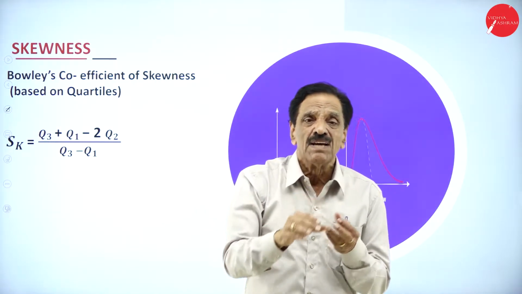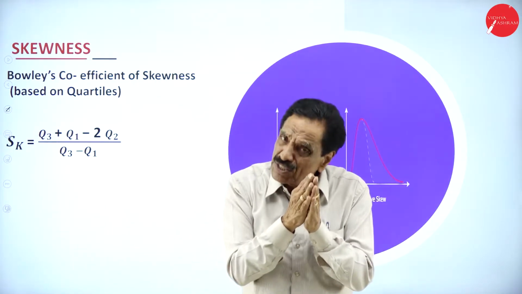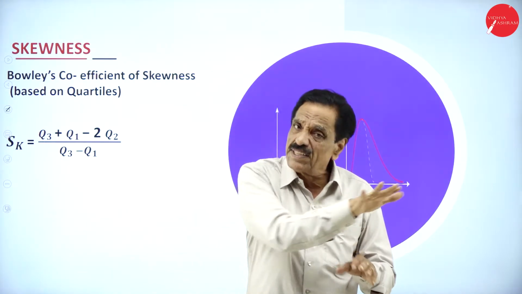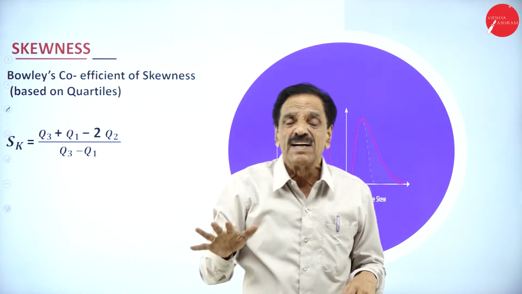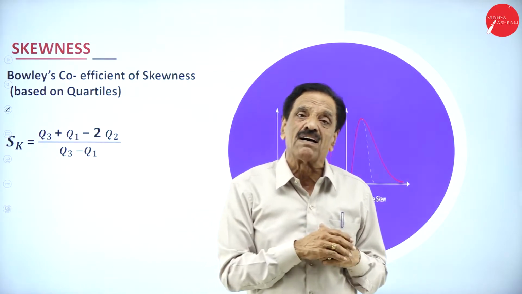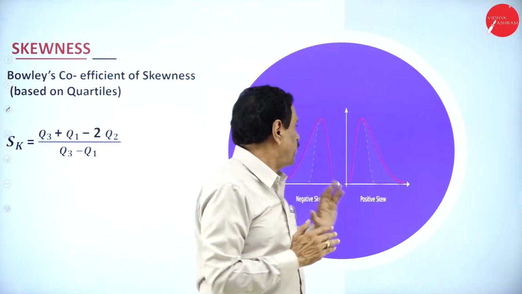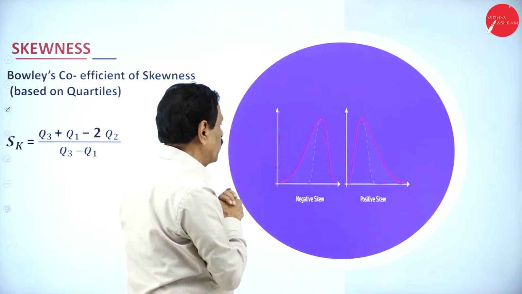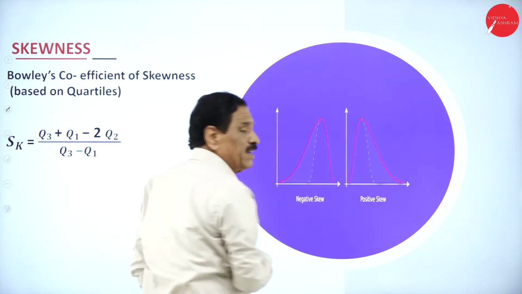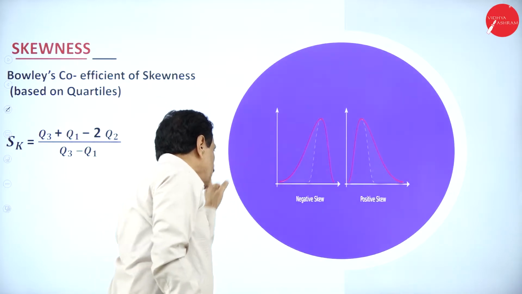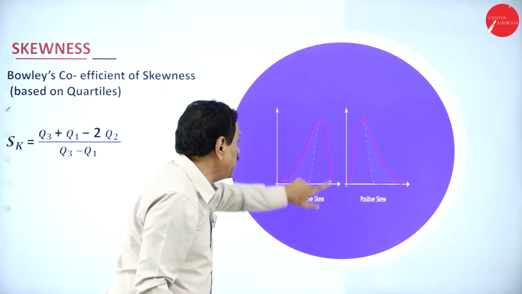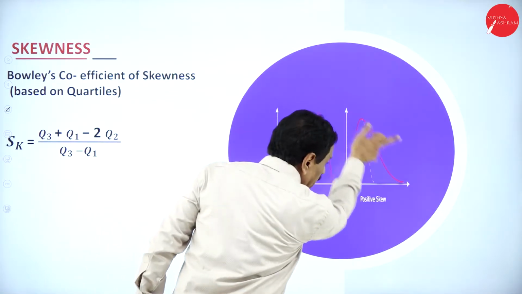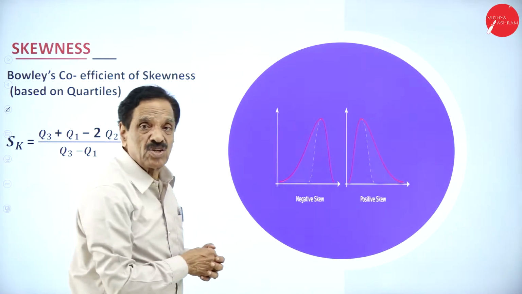What is skewness? Unsymmetrical, not symmetrical, is called skewness. It is not at all uniform. In skewness, if you see the board, we say negative skewness and positive skewness. This is the skewness chart. If it bends down to the left side, it is called negative skewness. If it bends down to the right side, it is called positive skewness.